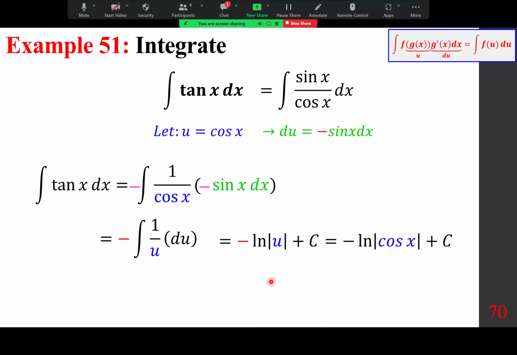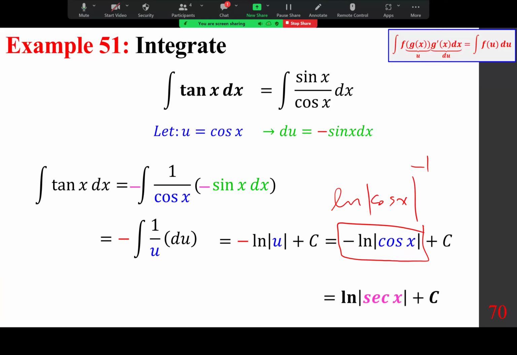However, if you go back to the concept of logs, you can say this is the same as ln of cosine x to the power of -1, which means the reciprocal of cosine x, which is 1 over cosine, which is secant x. Okay, so these two are the same, and it becomes ln of the absolute value of secant x plus a constant.